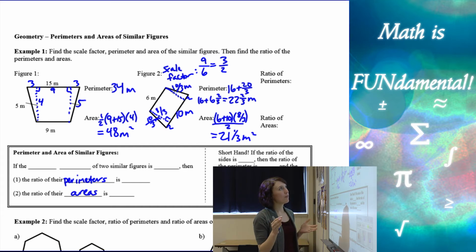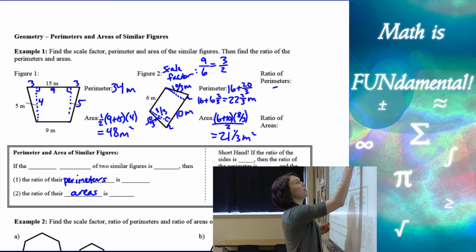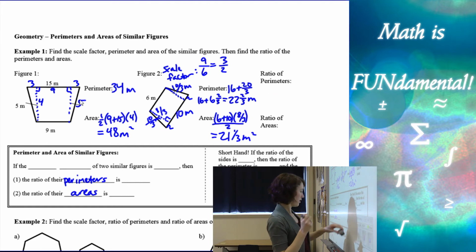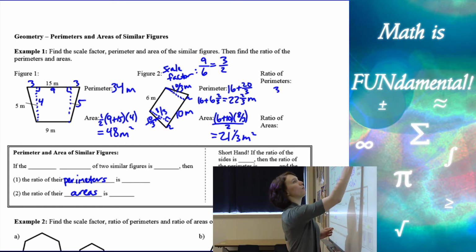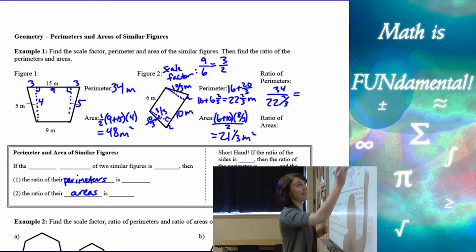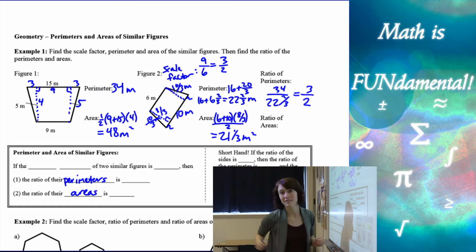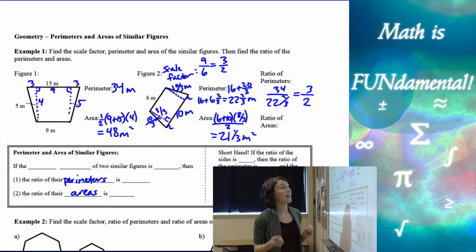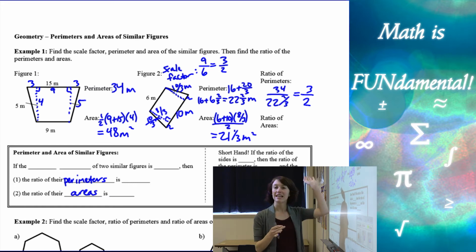So now if we look at the ratio of the perimeters, let's take the first one on the top. If I do 34 over 22 and 2/3 and simplify that, okay, I will get 3/2, which is the same thing as my scale factor. So kind of a complicated example to look at with our fractions and mixed numbers there, but it does simplify down to 3/2, which is really, really neat.